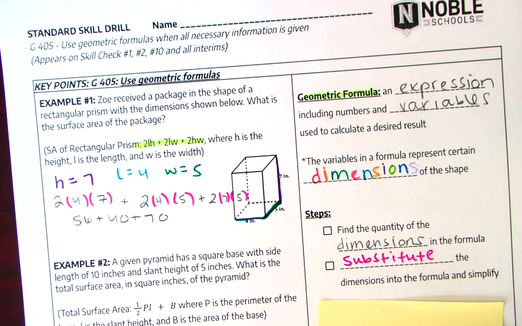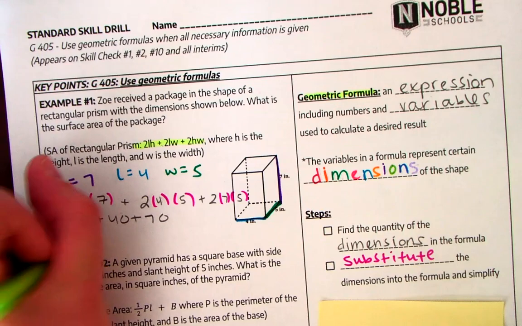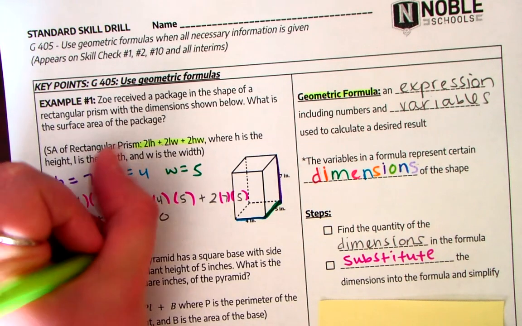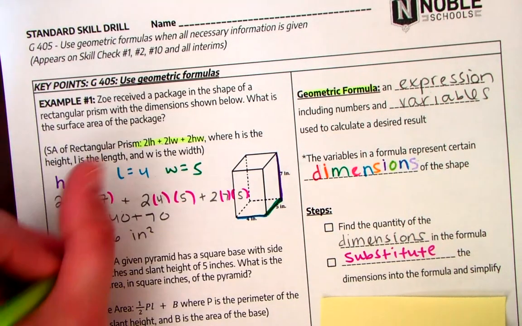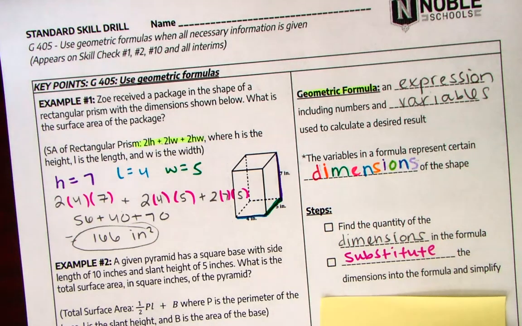56 plus 40 plus 70, just doing that on my calculator quick, and you get 166. My units are going to be squared because I'm talking about area. Okay, cool. Let's do another one.